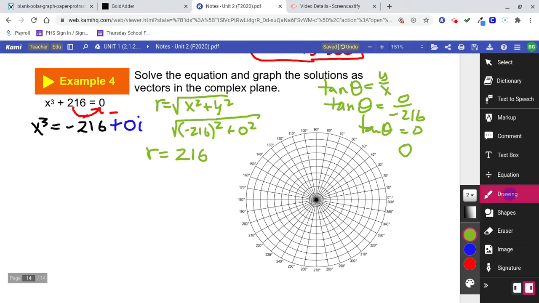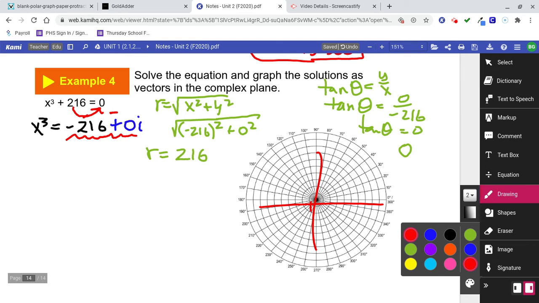So don't write this down, but you're looking at this vector right here. Negative 216 plus 0i says what we would do is we would go, here's our axis. We'd go 1, 2, 3, 4, 5, 6, 7, 8, and so on. We'd go 216 in this direction, and then we'd go up 0. So negative 216 plus 0i looks like a really long vector going this direction.